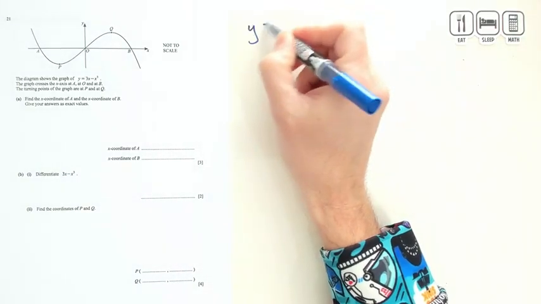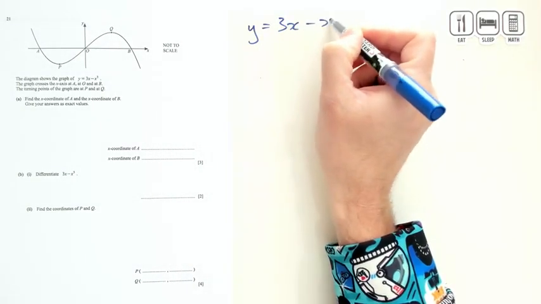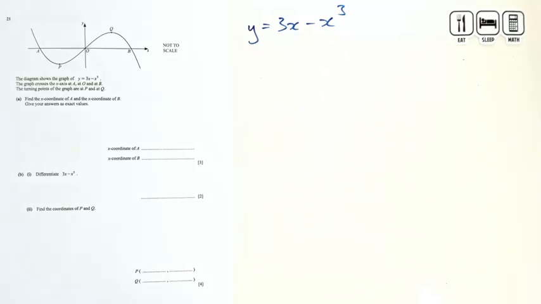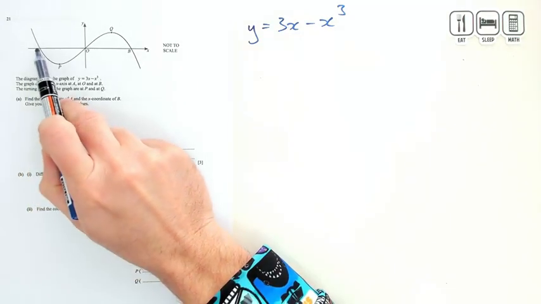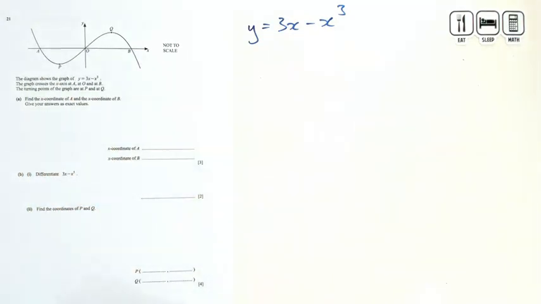For our next trick, we have a curved graph, a cubic function they're giving us. They're saying the diagram shows the graph of, let's just write this down, y is 3x minus x cubed. And the graph crosses the x-axis at points A, O, and B, so at 3 places. And the turning points are P and Q. Find the x-coordinate of A and the x-coordinate of B. So there and there, that's what we have to find. And give your answers as exact values.